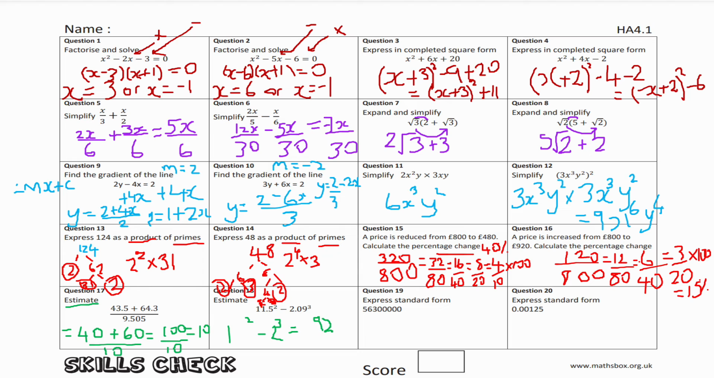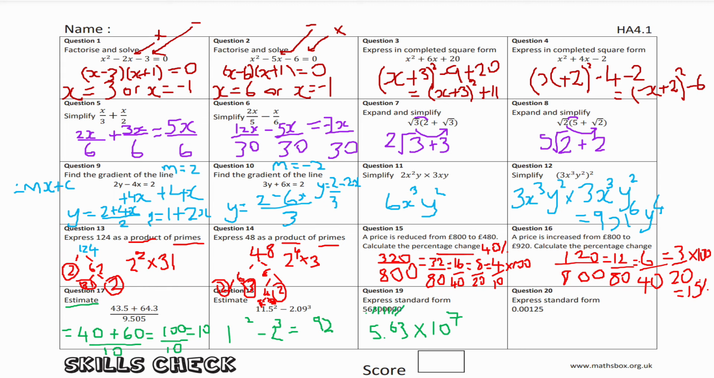This is question number 19. Express this number in standard form. So it's a number between 1 and 10, so it's 5.63 times 10 to the power of something. Let's just see what we can do. 1, 2, 3, 4, 5, 6, and then we get to here, 7. So it's 5.63 times 10 to the 7. Standard form is always a number between 1 and 10, greater than or equal to 1 but less than 10. So it's 5.63 times 10 to the power of 7, and it's a positive 7, so my answer is going to be a big number.